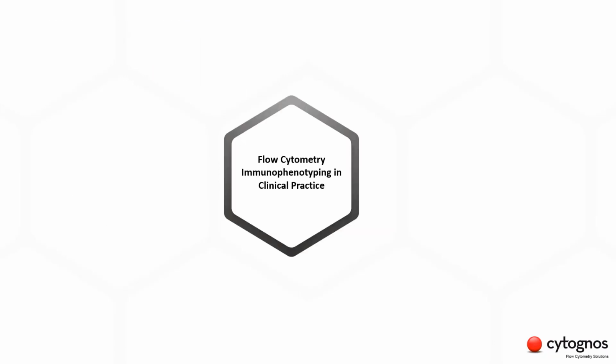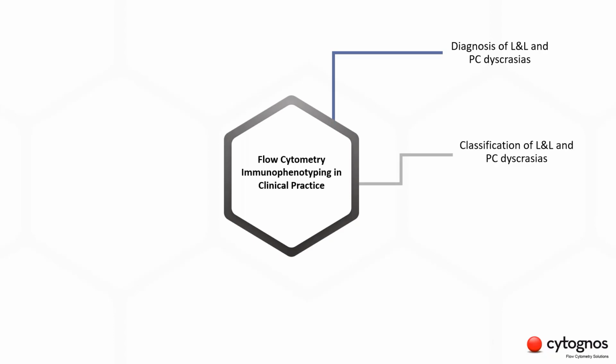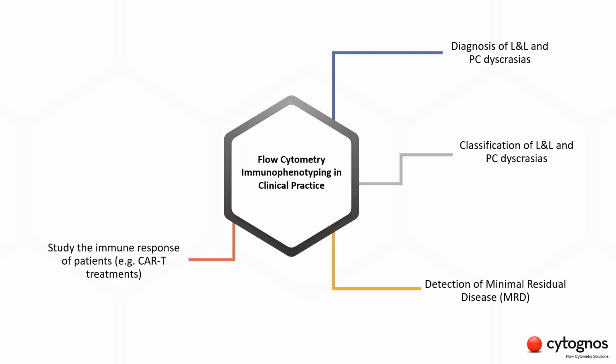So what is the role of flow cytometry immunophenotyping in the clinical lab? It allows the diagnosis and classification of leukemias, lymphomas, and plasma cell dyscrasias, as well as the detection of minimal residual disease after treatment. But also flow cytometry is used for studying the immune response of patients and for the progress control of the treatment itself, and in the clinical immunology field to support primary immunodeficiency diagnosis.